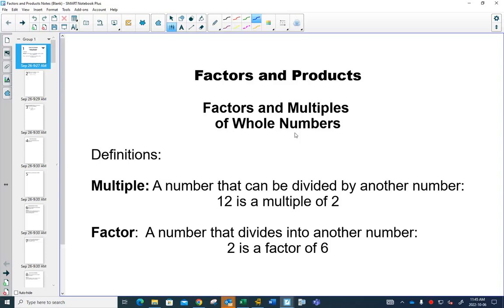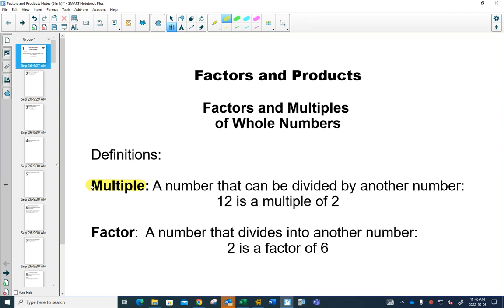Unit number 3, factors and products. Some definitions. We say something is a multiple, like 12 is a multiple of 2 because it's 6 times 2. So the multiples of 2 would be 2, 4, 6, 8, 10, 12, and so on. Any even number is a multiple of 2.